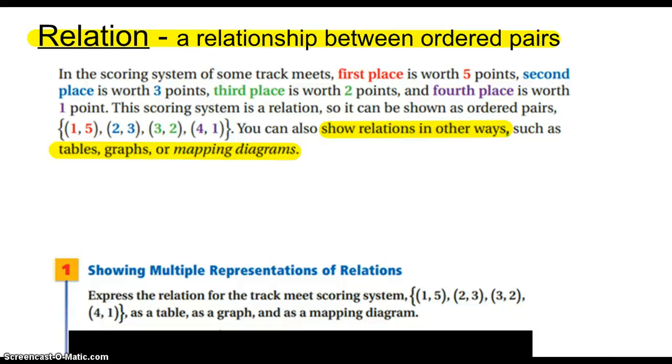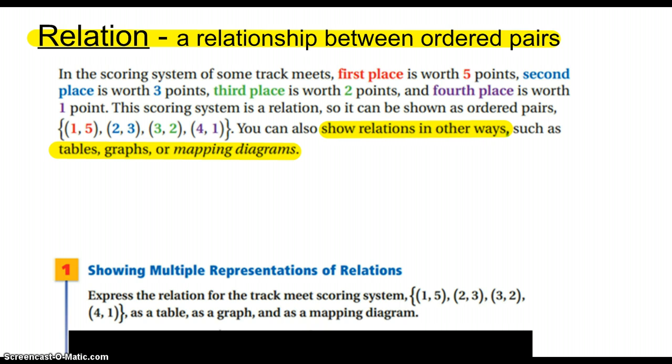The first thing we're going to talk about today is called a relation. You can look at the word and it looks like it comes out of the word relationship, which makes sense because in math, a relation is a relationship between ordered pairs. And this first example is a good way to actually look at that.